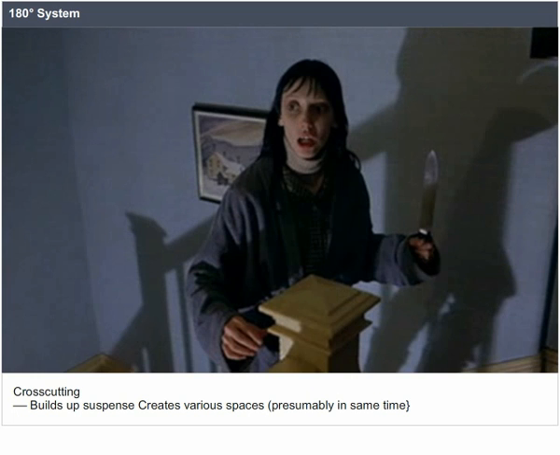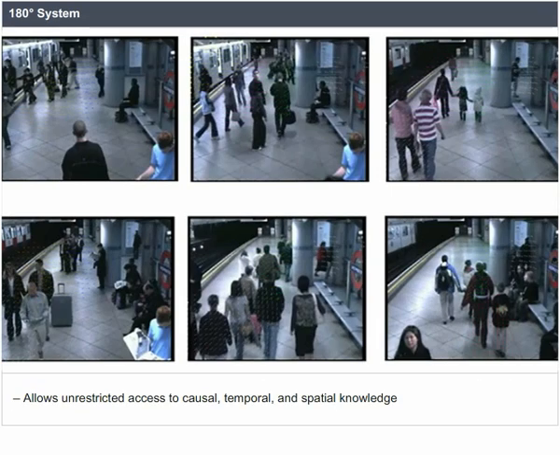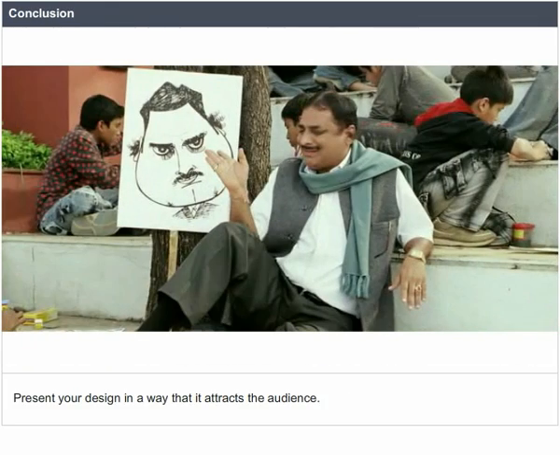Cross-cutting. Builds up suspense, creates various spaces, presumably in same time. Allows unrestricted access to causal, temporal, and spatial knowledge. Conclusion. Present your design in a way that it attracts the audience.